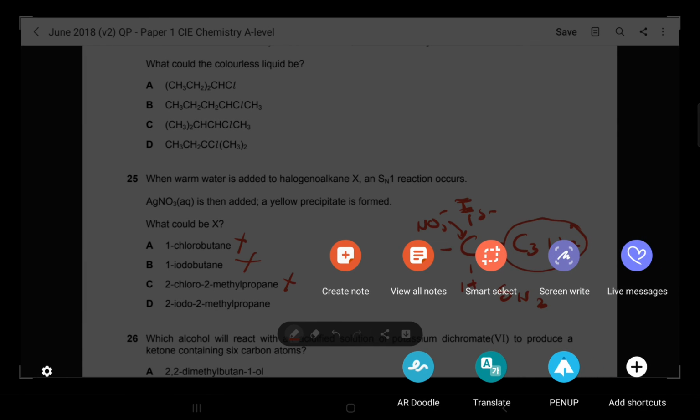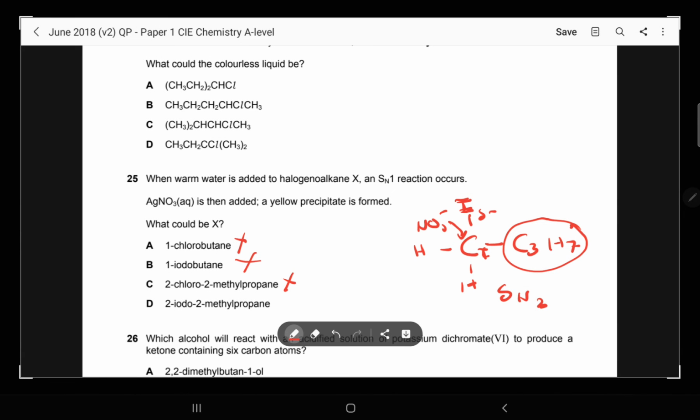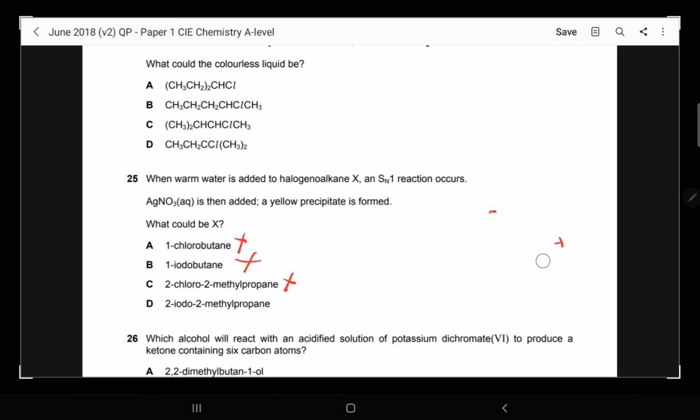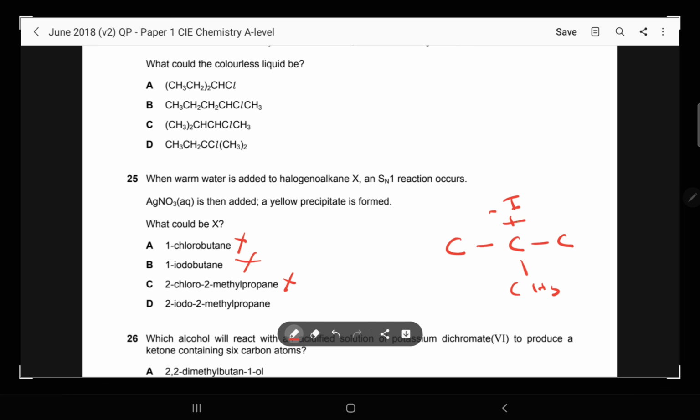2-iodo-2-methylpropane. Let's check what that does for us. Sorry about this. So 2-iodo-2-methylpropane: CH3, I. This is a tertiary carbocation. So the tertiary carbocation is going to first have to break the carbon-iodine bond, and then the nitrate can take its place. So this is going to have an SN1 mechanism where only one particle is present in the rate-limiting step. So the answer is going to be D.